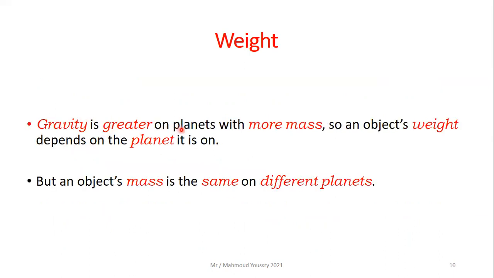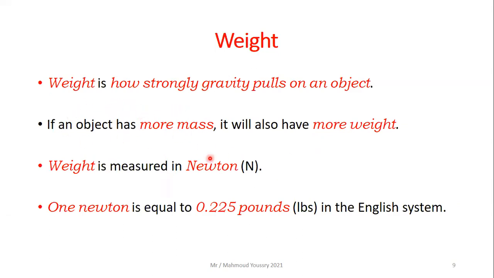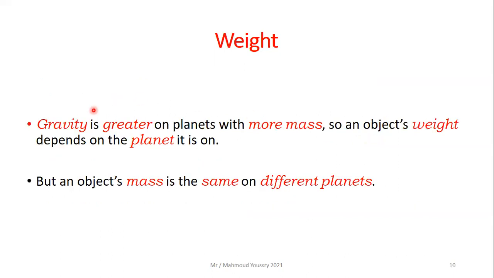Gravity is greater on planets with more mass. Do you remember when we said that if the object has more mass, it will also have more weight? So what about gravity? Gravity is greater on planets with more mass. So an object's weight depends on the planet it is on. If the planet has more mass, the object will have more weight. But an object's mass is the same on different planets.